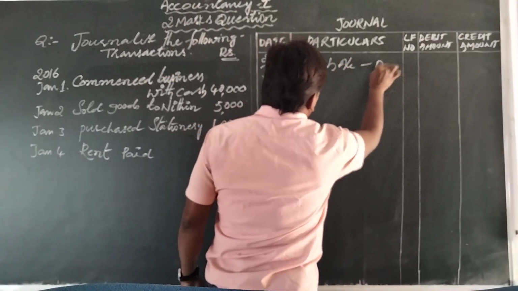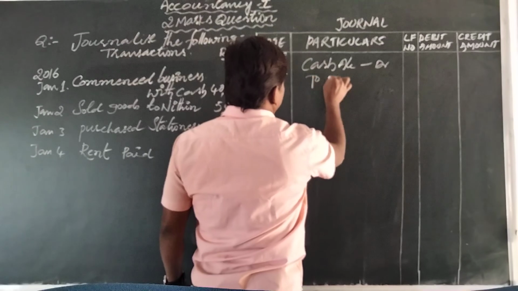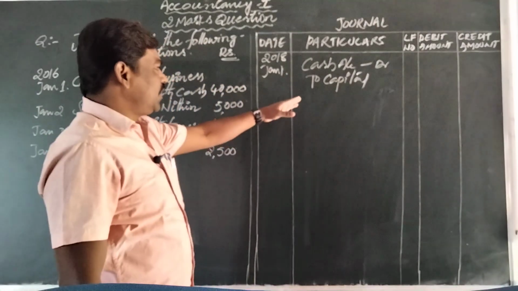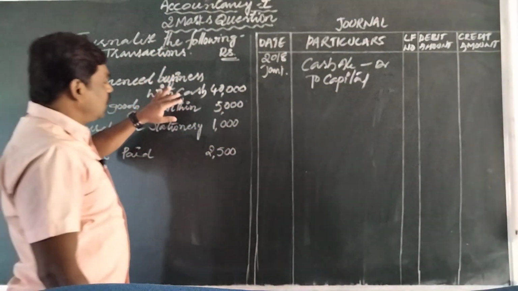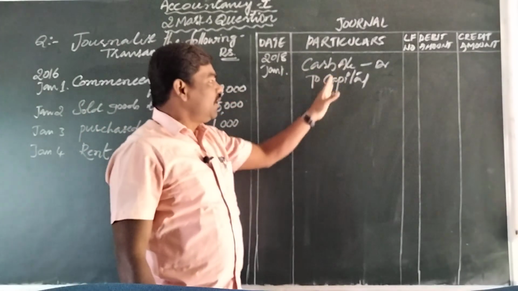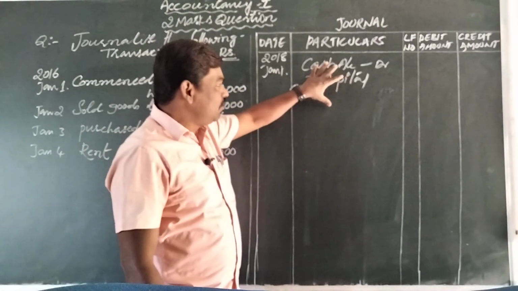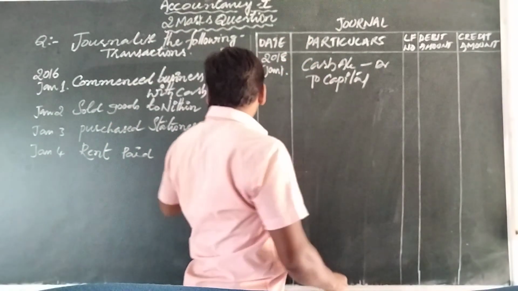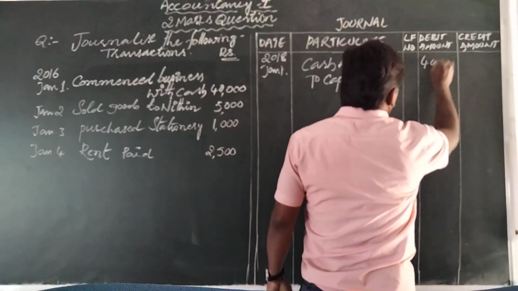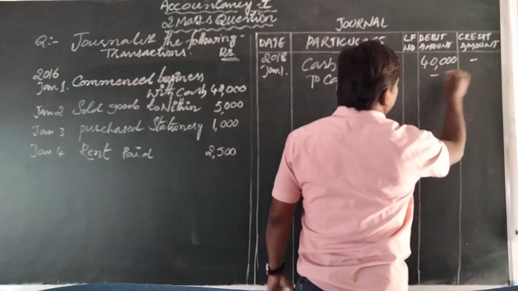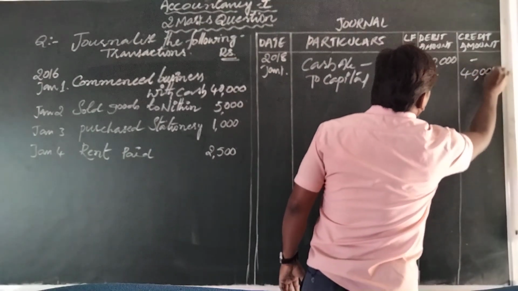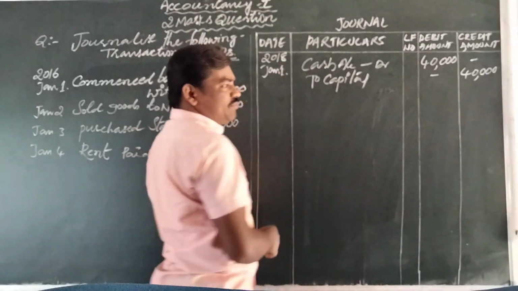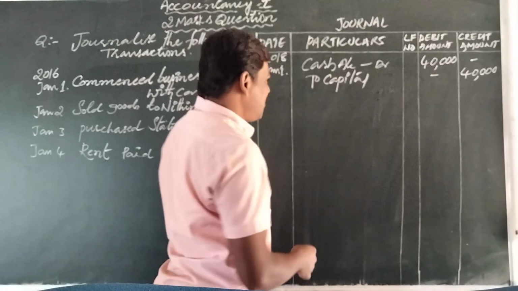Cash account, to capital account. Remember this point in your mind, it is a specific entry. Whenever the business begins with cash or anything else, that should be debited and capital account should be credited. Blindly you can memorize this entry and keep it in your mind. Amount of rupees 40,000 in the debit column and in the credit column. Like this we write the entry for January 1st when the business begins with cash and as a capital rupees 40,000.